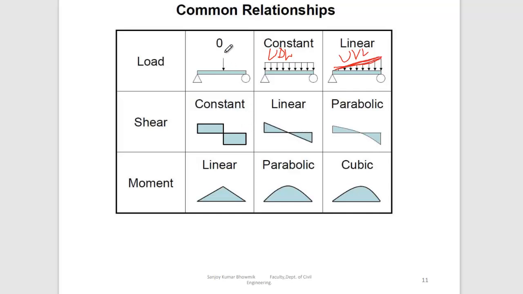So what is the situation? If the load is point load, in the shear force diagram you will find the line is constant. If the load is point load, the load diagram line would be 0, shear force diagram line would be constant, moment diagram line would be linear. Do you understand this one? This is actually the line of action. How will you draw the diagram?